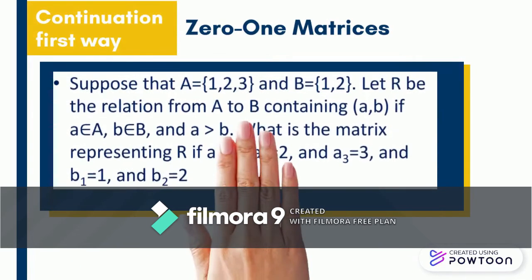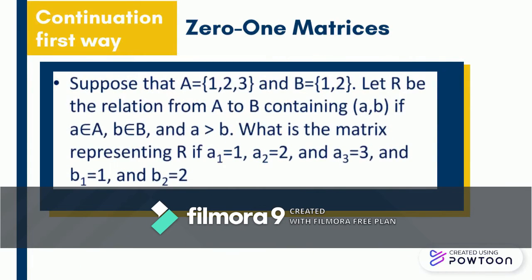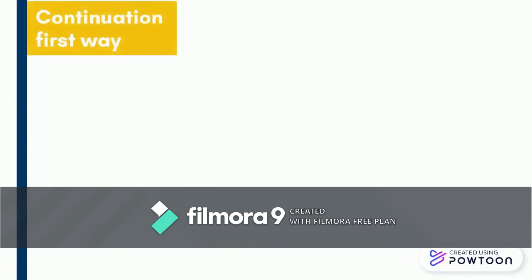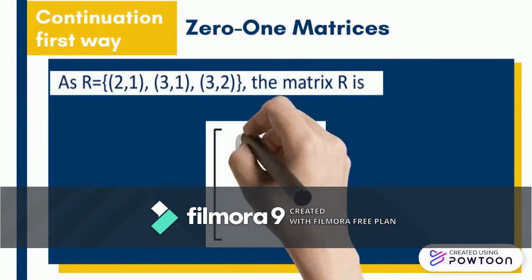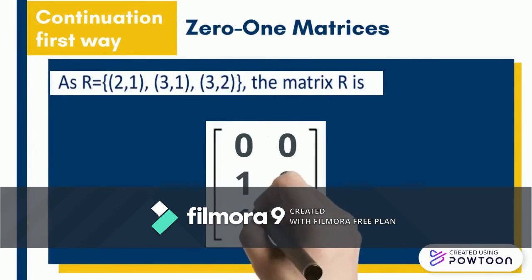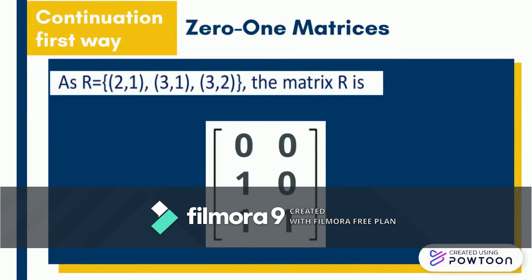Suppose that A is a set of 1, 2, 3 and B is a set of 1, 2. Let R be the relation from A to B containing (a, b) where a is larger than b. Then R is a set of ordered pairs (2, 1), (3, 1) and (3, 2). Notice that an ordered pair that exists in R is equal to 1 and the one that doesn't equals 0.